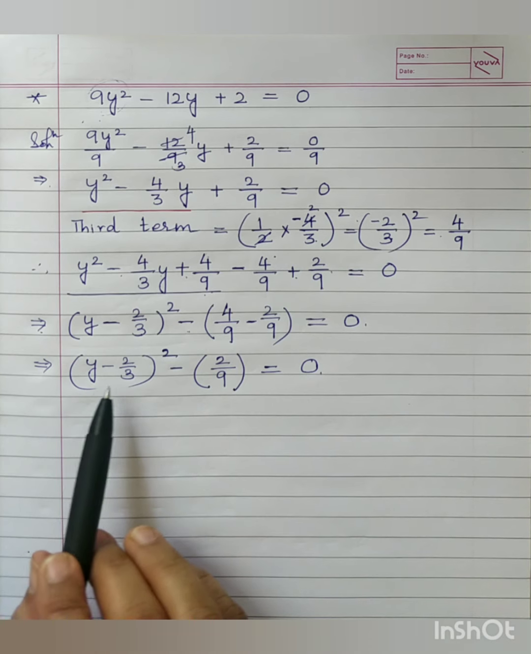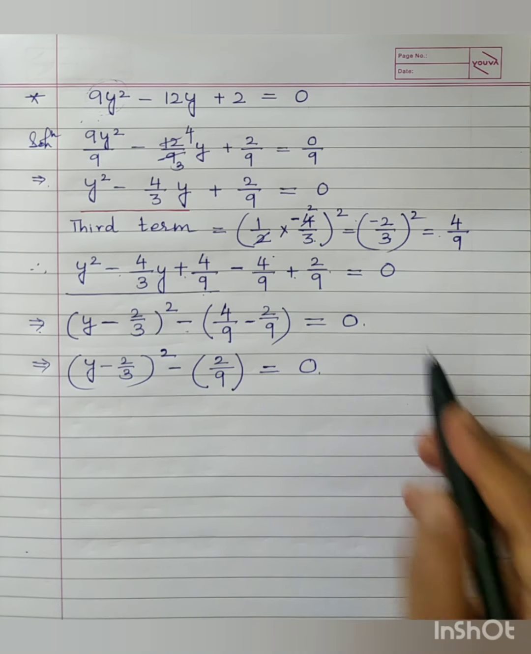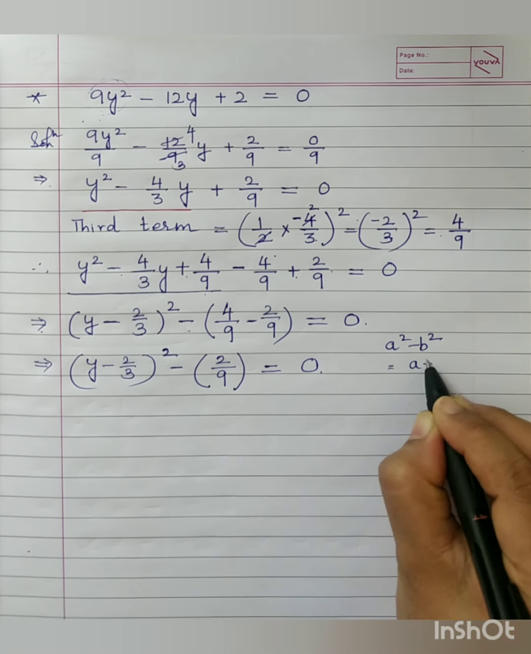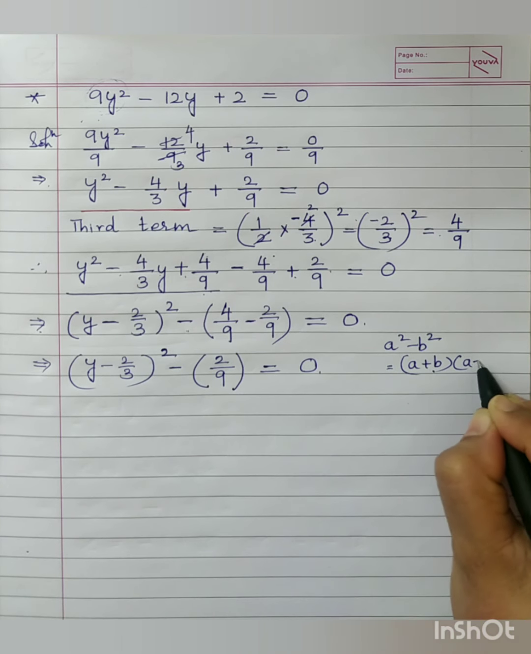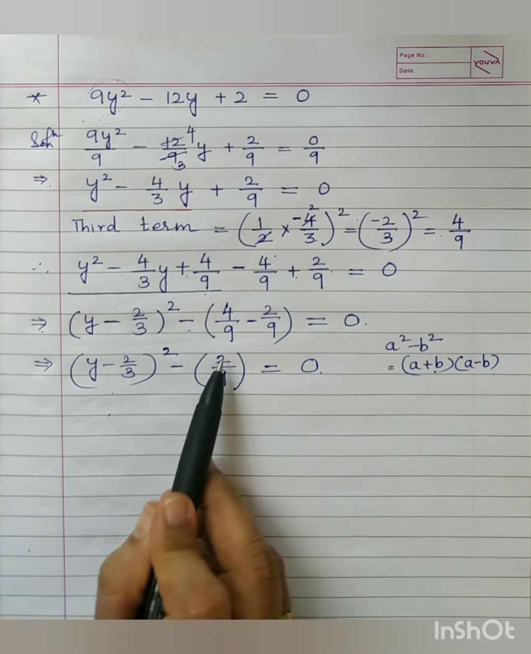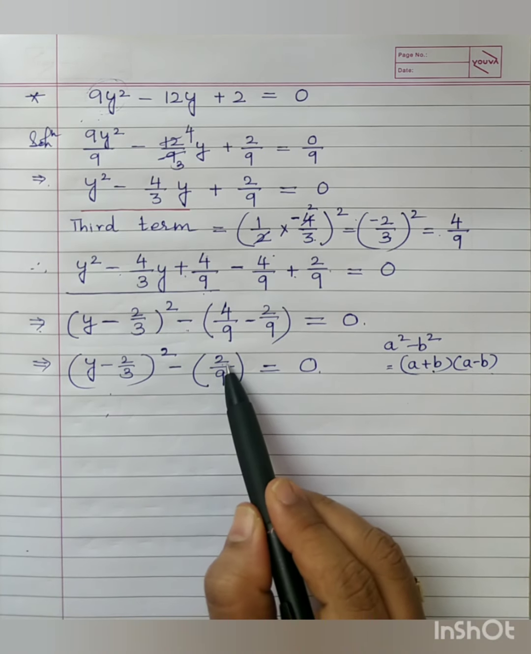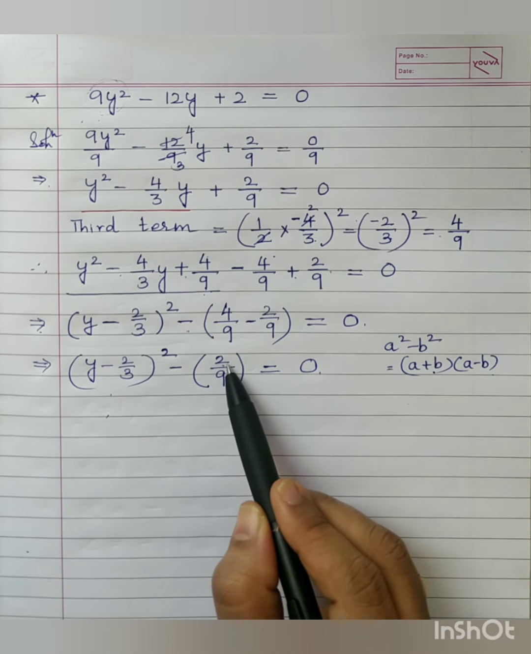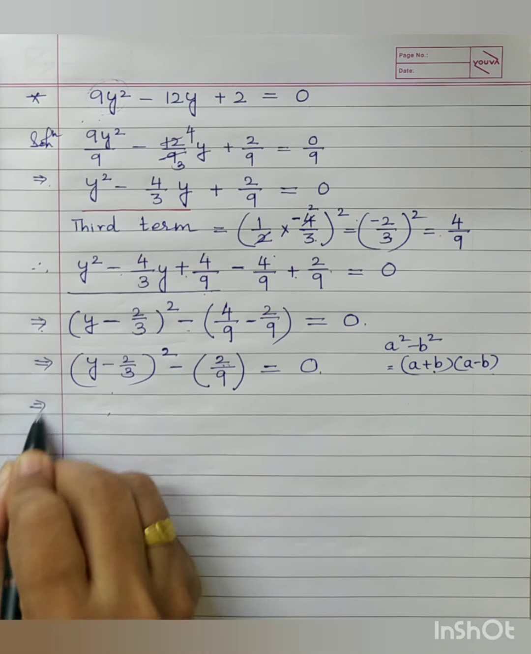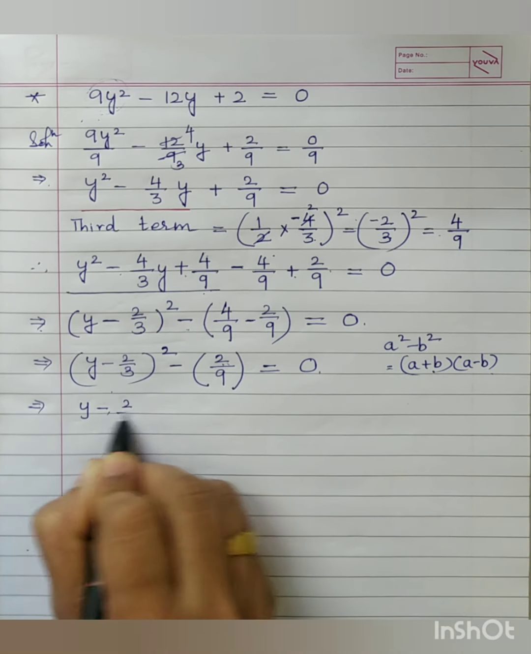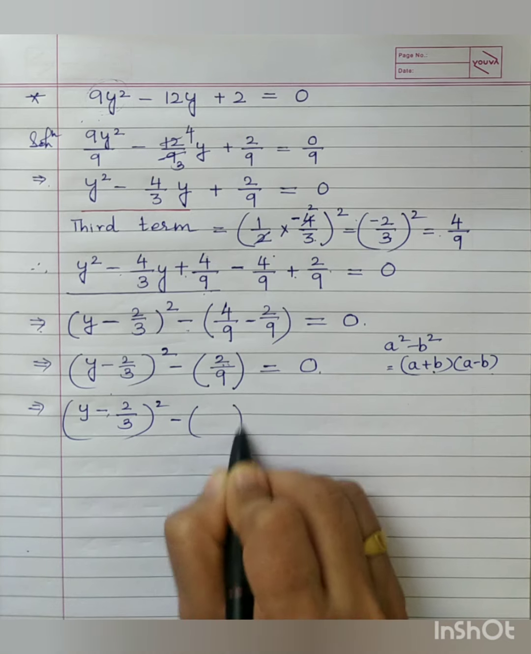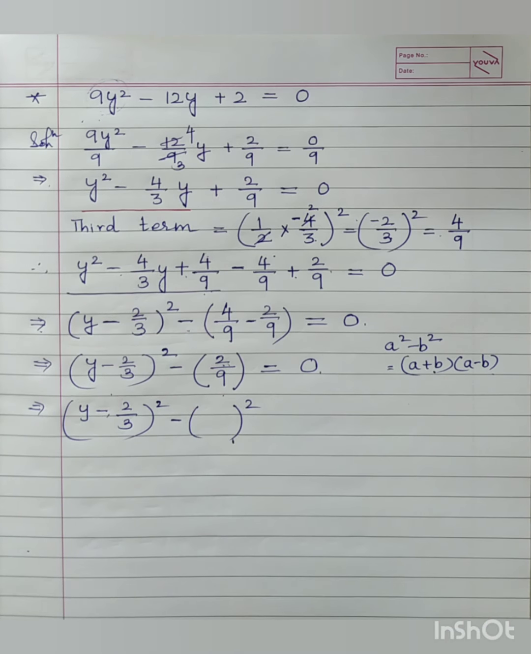Textbook is using a square minus b square, another formula. You may remember that. What is a square minus b square? It is a plus b, one bracket, another bracket, a minus b. So in simpler words, we are going to factorize it. This is a square term, this is not a square term. So you have to see how you can write 2 in the form of a square, and 9 also you can write as the square of which number. That is what we are going to see. So y minus 2 upon 3 the whole square minus, you need to write this 2 upon 9 in the form of a square.